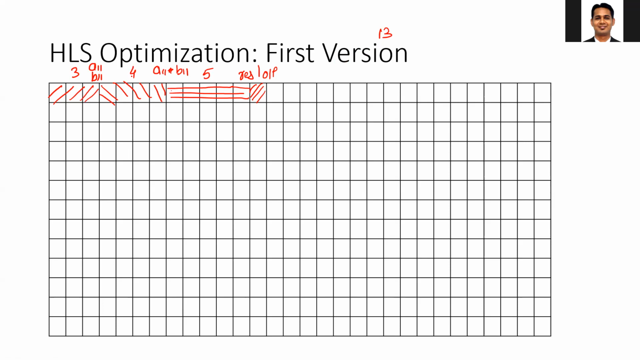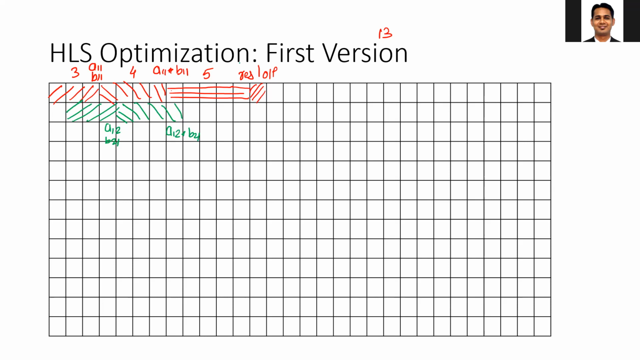Now assume that I want an initiation interval of 1. Okay. So in that case, I'm going to start the reading of the next one at this point. That means here I'll get the A12 and B21. That will be available at this point. Then I'm going to do the multiplication, which takes 4 clock cycles. So I'll have the multiplication here, A12 into B21. Then I'm going to do the addition.